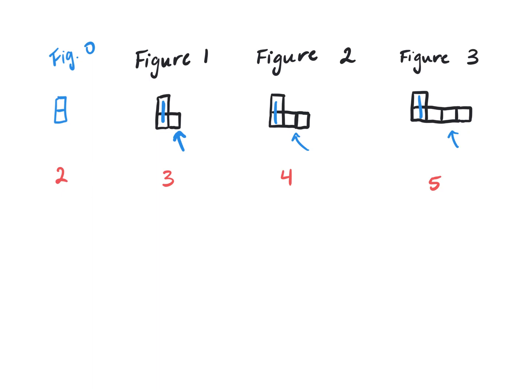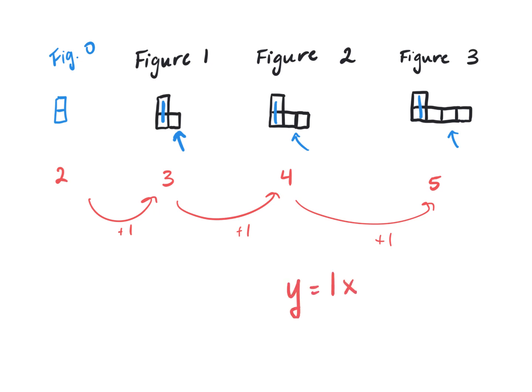So what I'm noticing is that I'm adding on 1 each time. So my growth would be 1. That helps me when I write my equation because I know that I'm going to have y equals 1x. That's going to be the first part of my equation. And that 1 comes from the growth each time. The other part of my equation is going to come from figure 0. So if I look at the fact that figure 0 here has 2 tiles, then that's going to help me write my equation by saying plus 2.